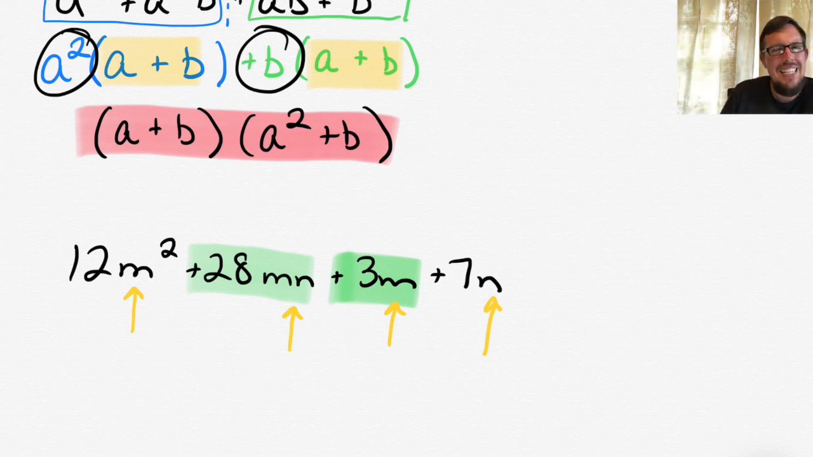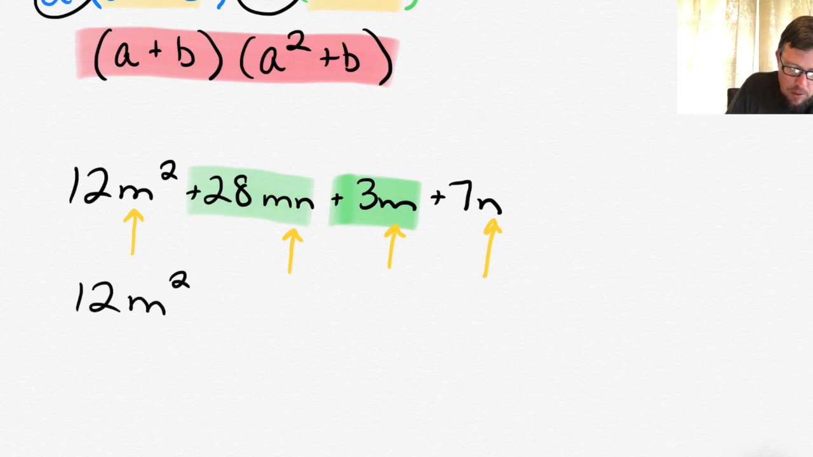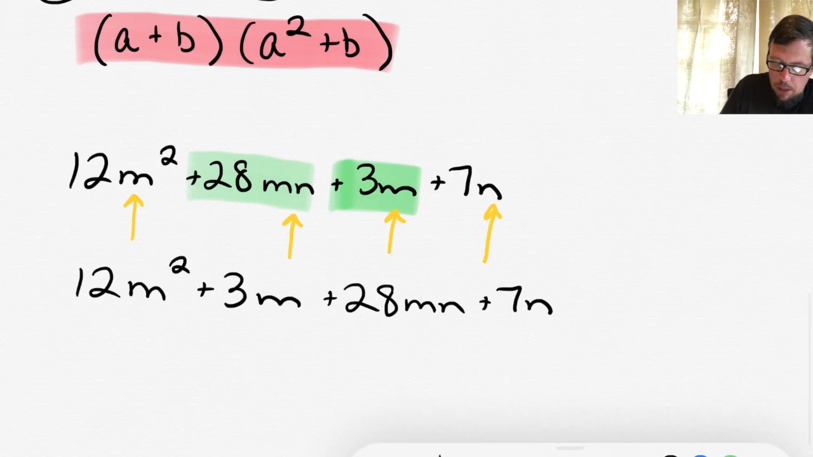So it might be easier for me to put the terms with m at the front and the terms with n at the back, so that when I do the greatest common factor, I can factor out an m or factor out an n. So let's see what that would look like. Let's start off by doing a new order that we're going to try. Okay, so now let's split the problem.